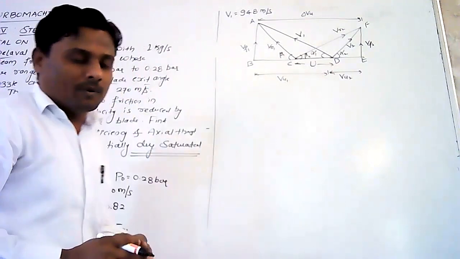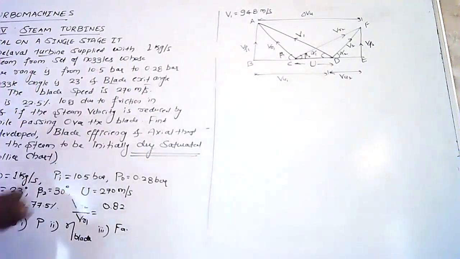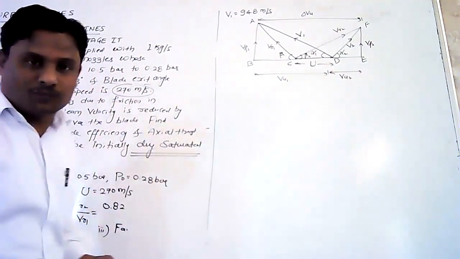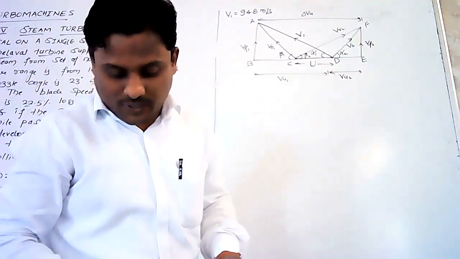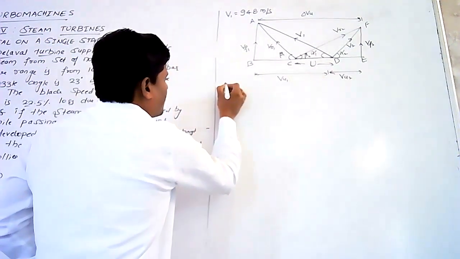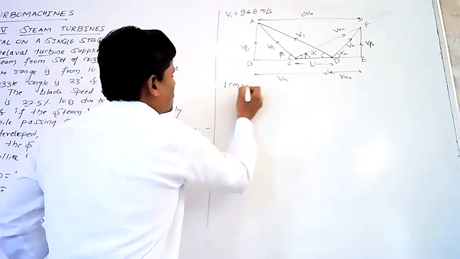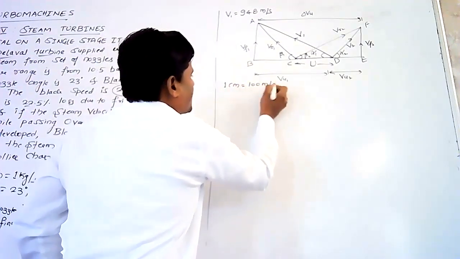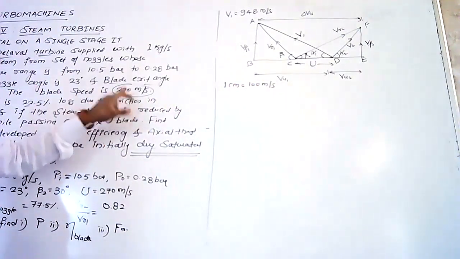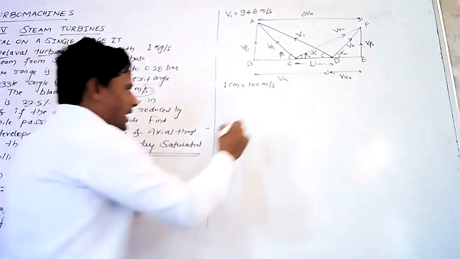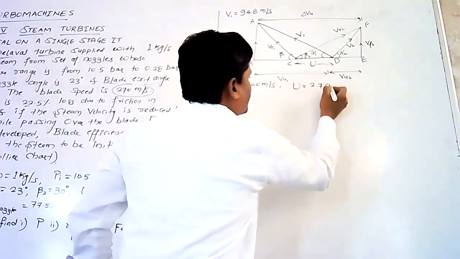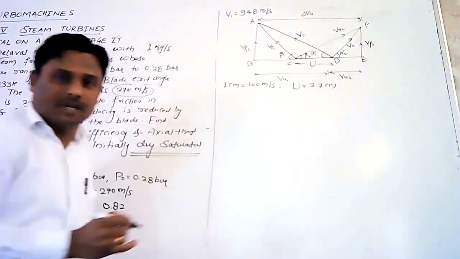Okay. Now here the velocity or the speed of blade is 270 meter per second. Now if we take the scale 1 centimeter equals to 100 meter per second, then the value of velocity u is 2.7 centimeters. So therefore u in terms of centimeter is 2.7 centimeters.